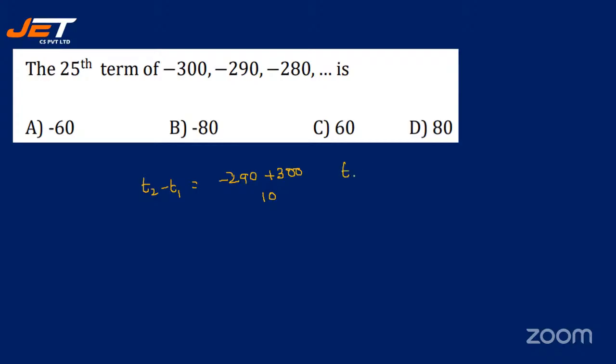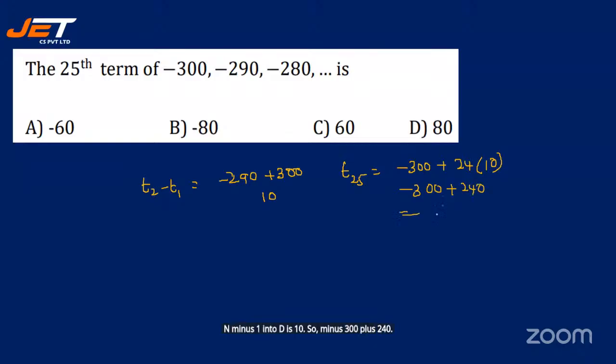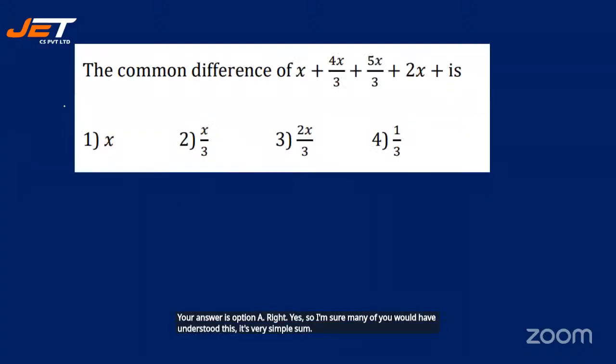So we want T25. A, what is A? Minus 300. A plus N minus 1 into D. D is 10. So minus 300 plus 240 will give me 60. Am I right? It will give me minus 60 because here I have minus 300, isn't it? So your answer is option A. Right. Yes. So I'm sure many of you would have understood this. It's a very simple sum. Let's move on to the next question.